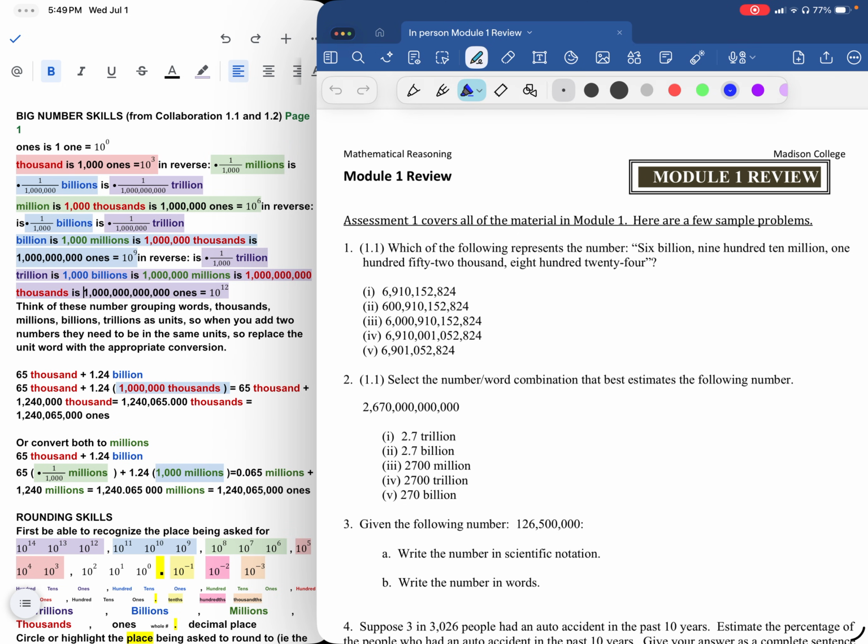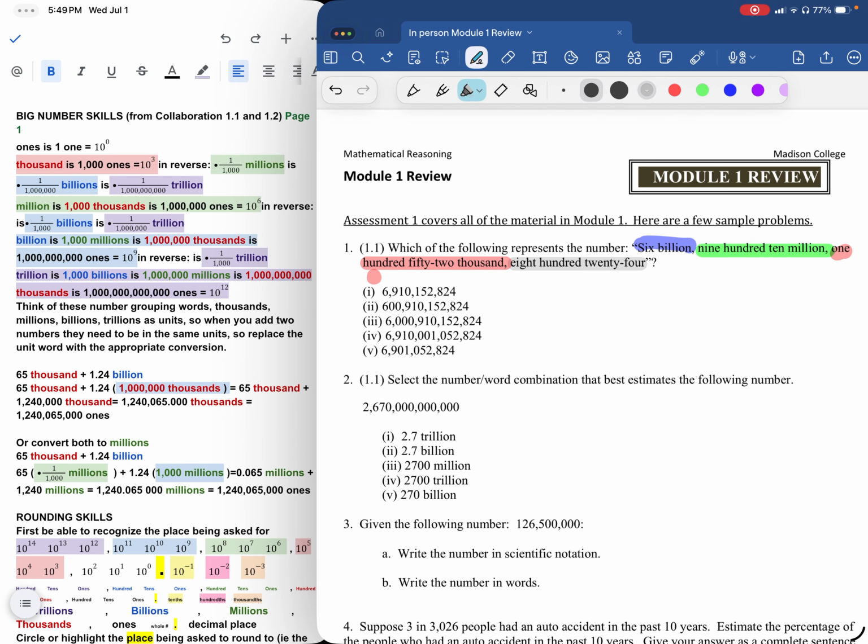so my billions is blue. So we have 6 billion. Millions are green. So we have 910. Thousands are red, and ones are kind of just plain.